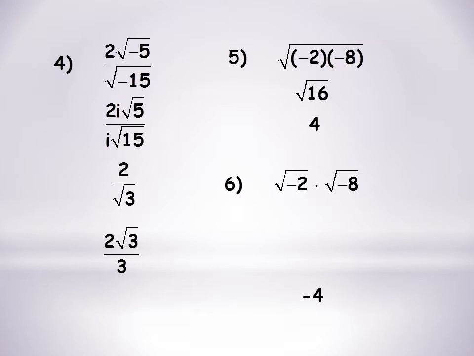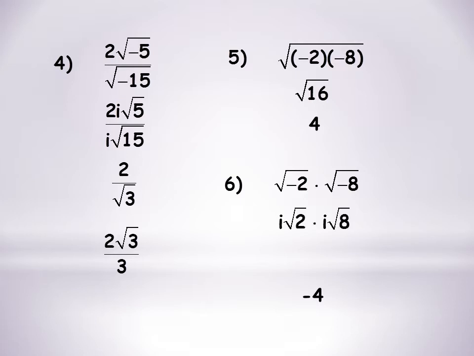So I can write this one as the square root of 16, which would simplify to 4. But on number 6, when they are written as two separate radicals, I can no longer multiply those together because remember that multiplication rule is only for real numbers.